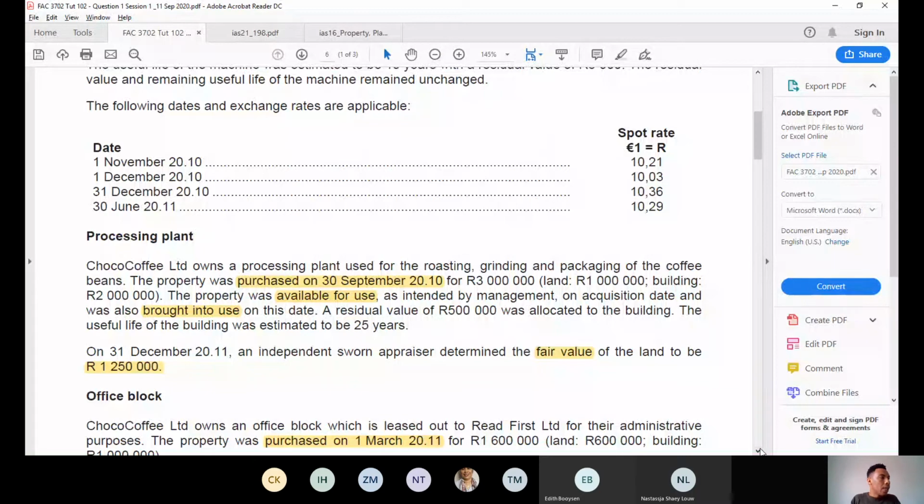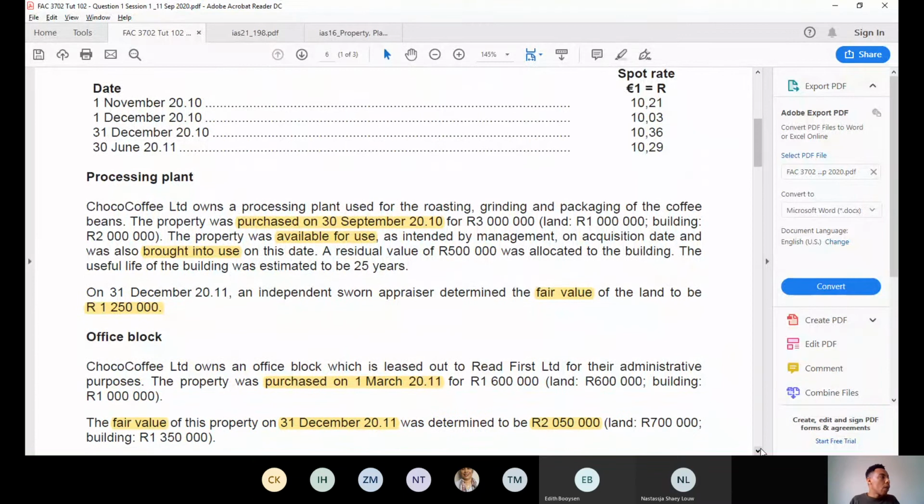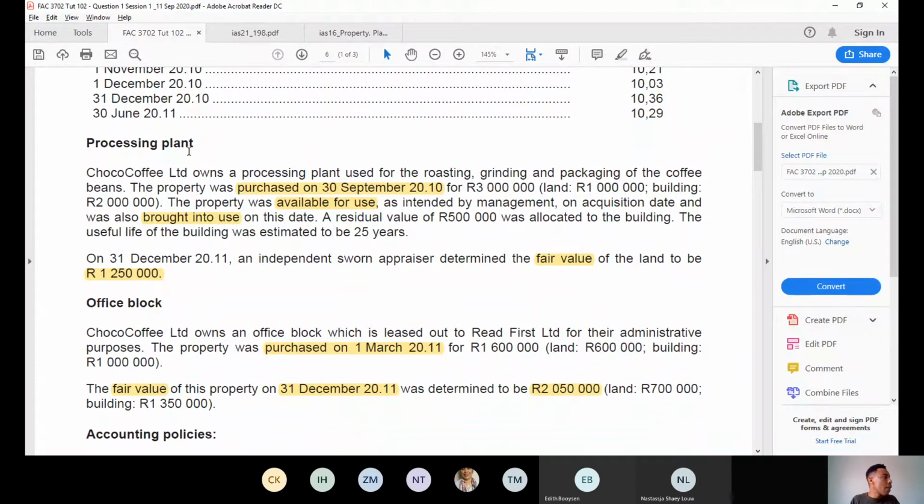Okay, fine. So now we're done analyzing point one. Point two says you had a processing plant. Chocolate Coffee Limited owns the processing plant used for the roasting, grinding, and packaging of the coffee beans. The property was bought on 30th of September, so this property was bought in the previous year, which is the 2010 financial year, on the 30th of September.